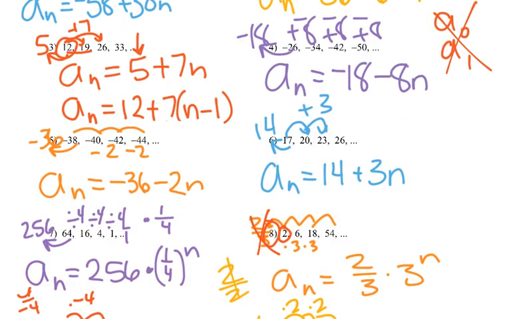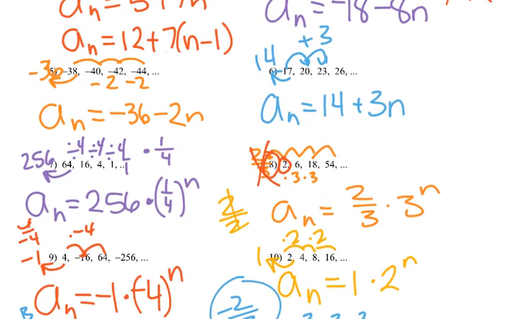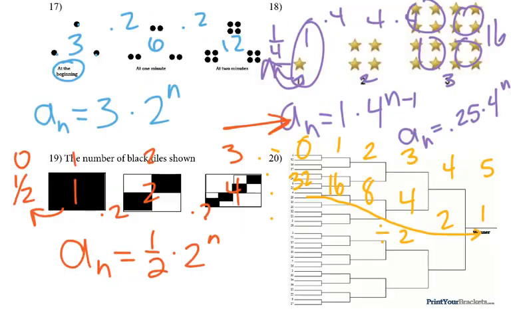But, just like over here, we don't divide, we times by the reciprocal. So the reciprocal of 2 is 1/2. So I'm timesing by 1/2. So a sub n equals my start of 32 times 1/2. That's my growth. Take it to the nth power, and there we go.